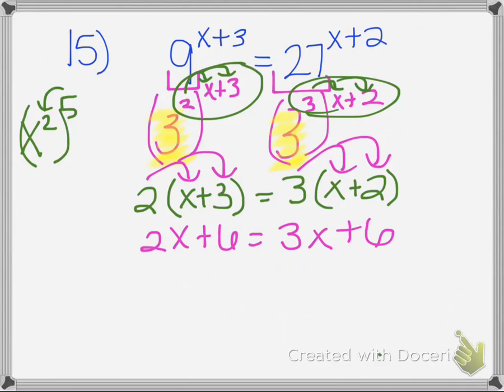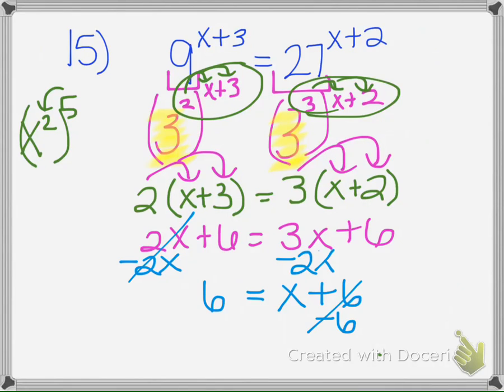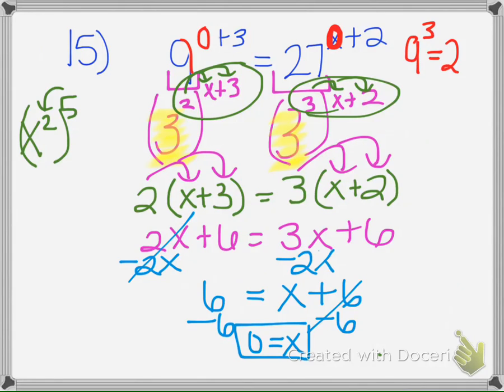Now we just have a nice linear equation to solve, so I'm going to subtract 2x. And then subtract 6. And we get that x is 0. So if we plug in a 0 for x up here, and a 0 here, check it with your calculator, we should get that 9 to the third power is the same thing as 27 to the second power.